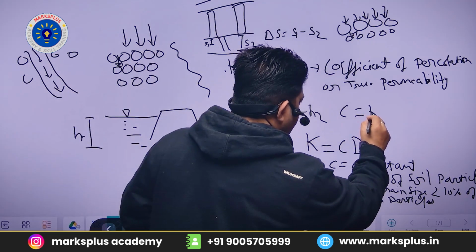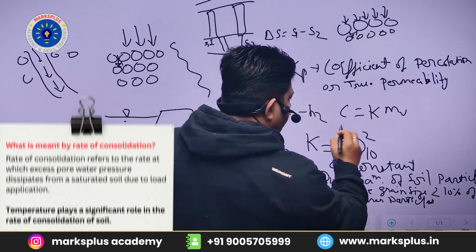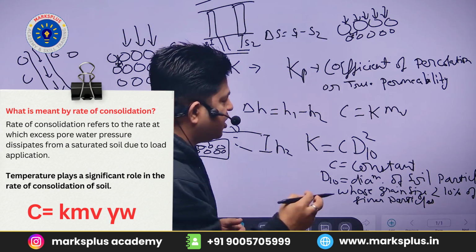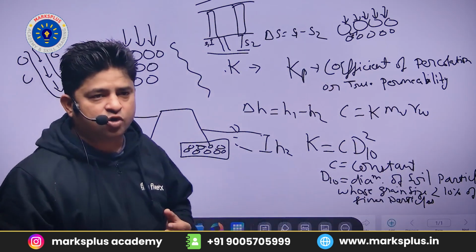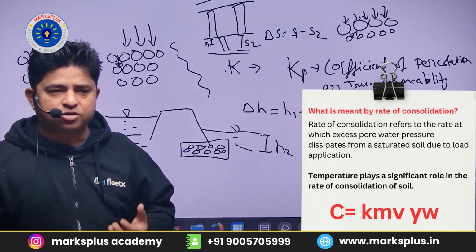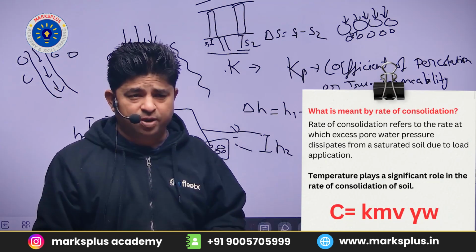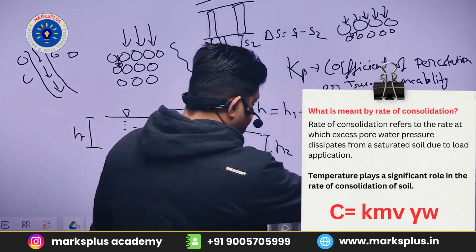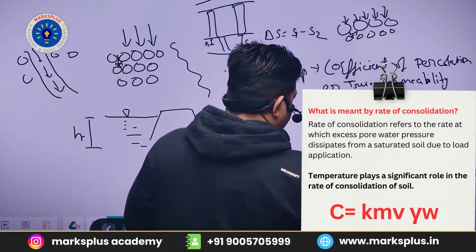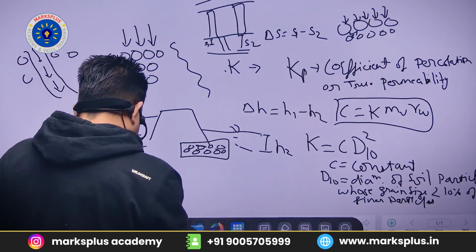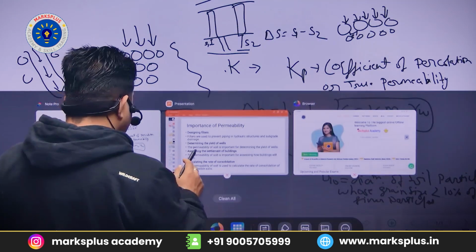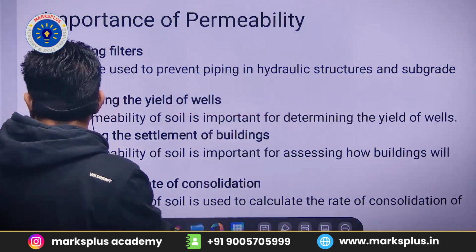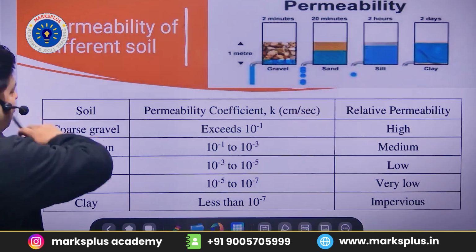Consolidation can also be represented by k equals mv times the unit weight of water, where mv relates to the rate of consolidation. This is called the unit weight of water. So if we know the rate of consolidation, we can also measure the permeability by using this formula. Okay, so we have seen why it is necessary to understand the importance of permeability. Now it comes to the permeability of different soil masses.